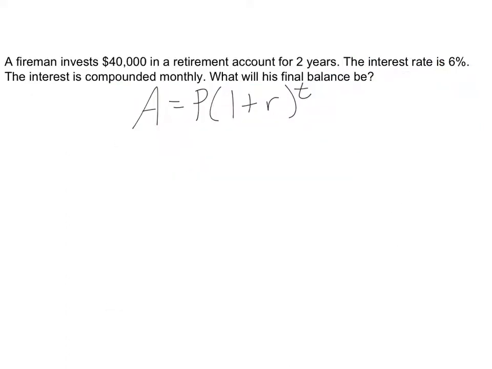Our next problem: we have $40,000 invested in a retirement account. So 40,000 is our value for P.